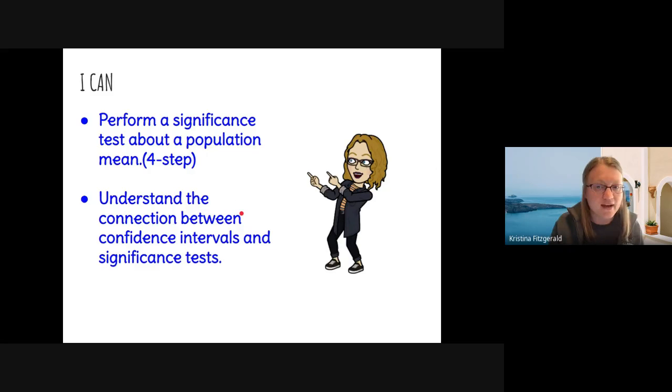Chapter 10 was all about confidence intervals for means, so making a range of numbers. And now we're going to test some data and see how significant it is. So we're going to set up a hypothesis. We're going to get kind of like a z-score, but we're going to call it something else. We're going to do that together today, but then we're also going to look at the connection between confidence intervals and significance tests.